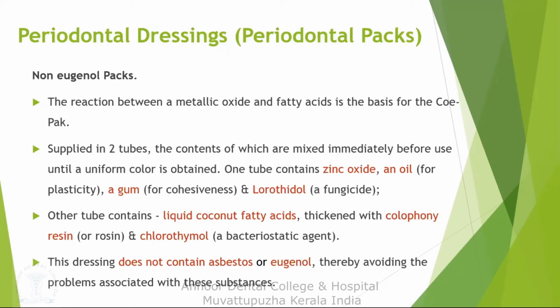The other tube contains liquid coconut fatty acid thickened with colophony resin or rosin, and chlorothymol, which is a bacteriostatic agent. So this dressing does not contain asbestos or eugenol, thereby avoiding the problems associated with these substances. That is why we are using a Coe-Pak, because eugenol usually can give you allergic reactions. So we're using a non-eugenol pack, which is Coe-Pak.